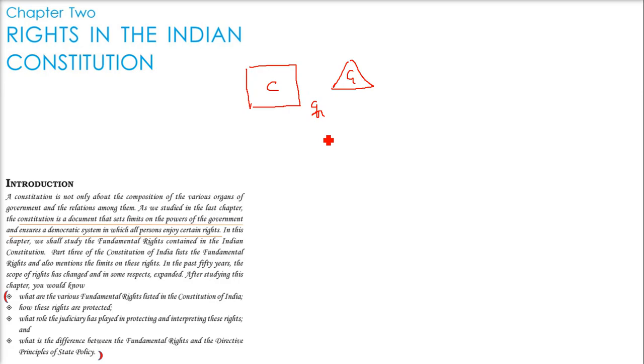So what we are going to discuss is the various fundamental rights which are listed in the Constitution of India and how these rights are protected. If some institution or someone tries to infiltrate these fundamental rights, how are these rights protected, and what role does the judiciary have to play in protecting and interpreting these fundamental rights and duties, etc.?